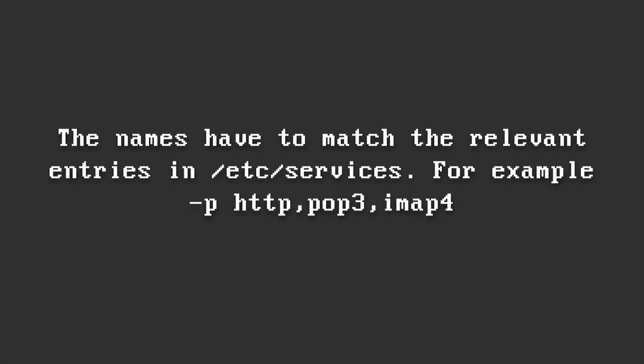Finally, you can use the names of services rather than port numbers if you prefer. The names have to match with the relevant services though in the /etc/services file. For example, -p http,pop3,imap4 would give you a scan on HTTP on port 80, POP3 on port 110, and I think IMAP4 is 143.